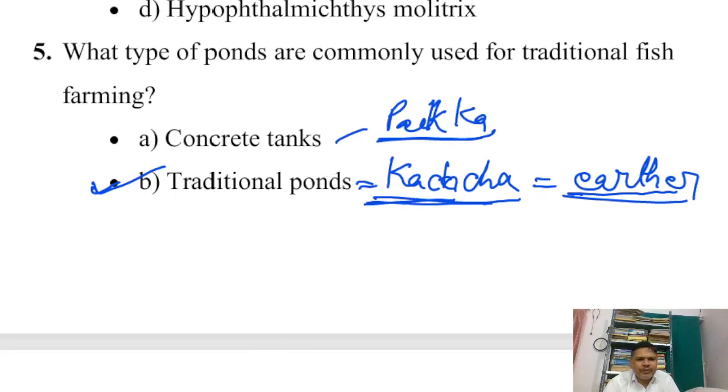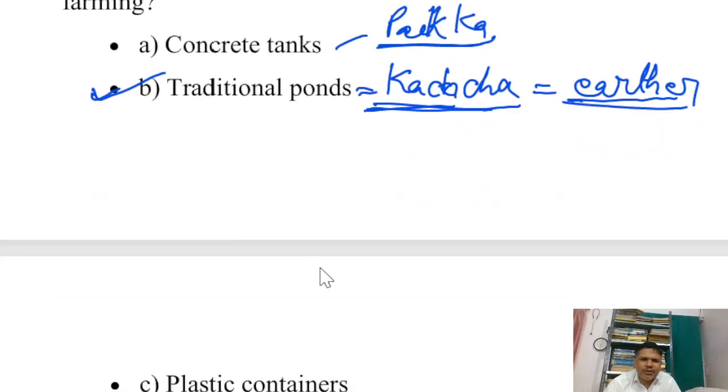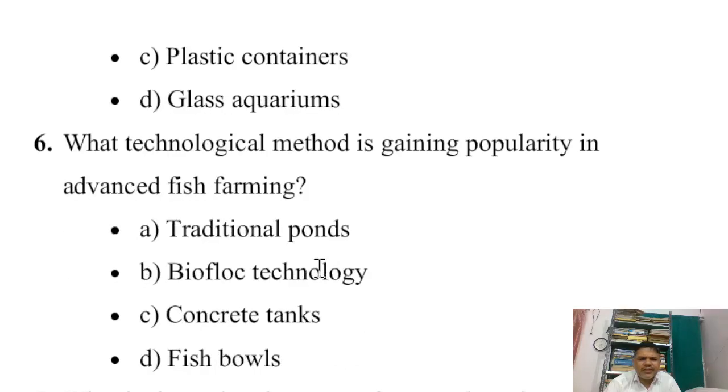So most of the ponds in India, and the commonly used ponds in India, are the traditional ponds for fish farming. So now next question: what technological method is gaining popularity in advanced fish farming?